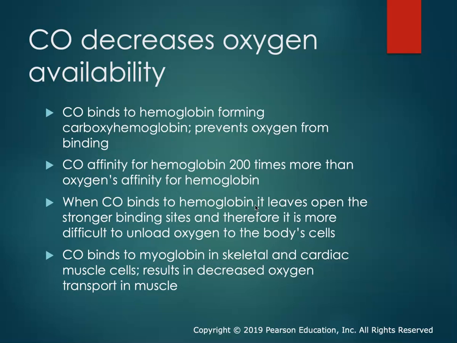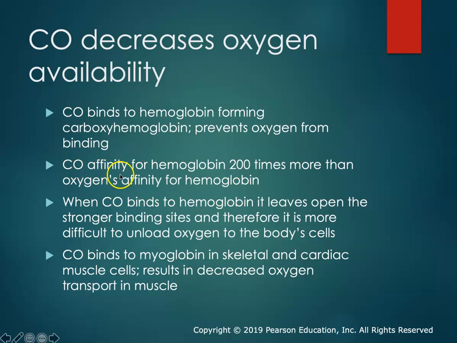How does carbon monoxide work? What happens if you're exposed to carbon monoxide? Carbon monoxide will actually bind to hemoglobin, and it forms something called carboxyhemoglobin. Once that carbon monoxide binds to the hemoglobin, it prevents oxygen from binding. And so if oxygen is not able to bind to hemoglobin, that means your blood's not carrying any oxygen around, and obviously that's going to deprive your body's cells of oxygen.